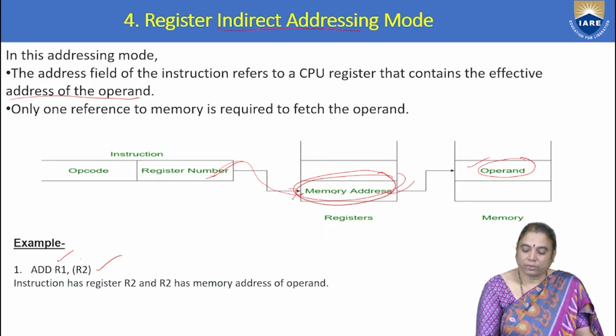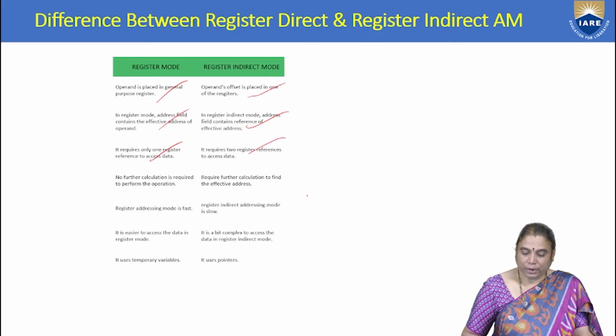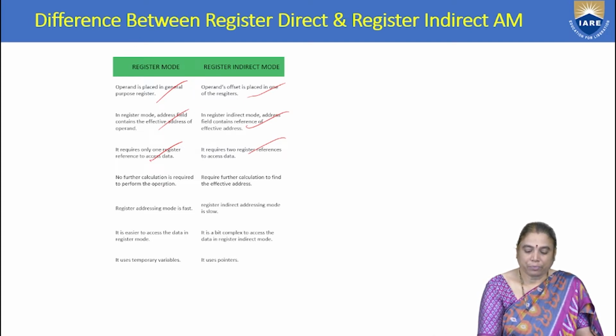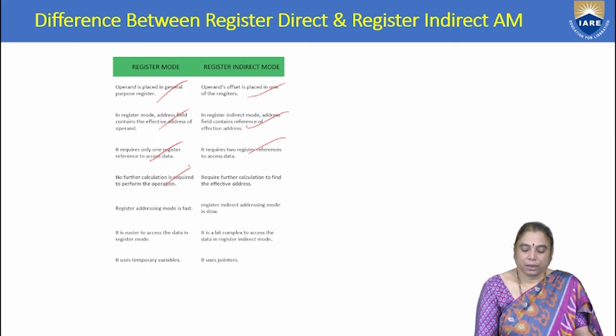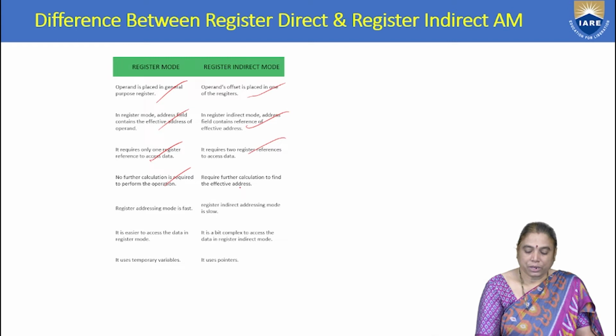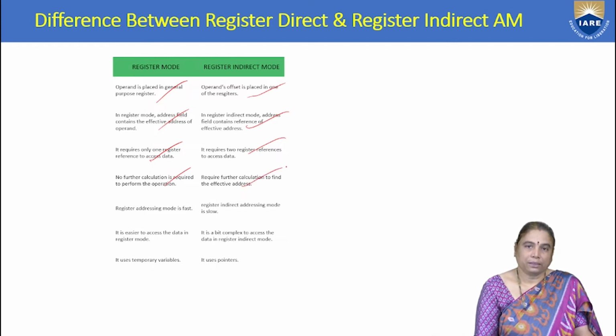Again, this register has to be used to refer to the memory location of the data. So two movements are required to refer to the actual data. In register mode, no further calculation is required to perform the operation. But in order to get the actual data in indirect mode, calculation is required to find the effective address.